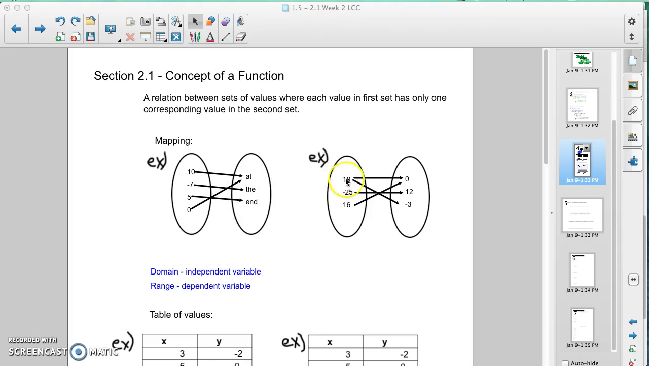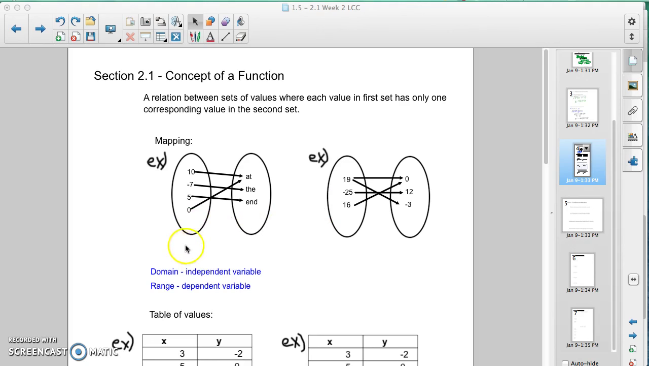Whereas in the second example here, this is not a function because of the first number here. The first number, 19, has two different answers. So sometimes the answer to 19 is 0, and sometimes the answer to 19 is -3. So this tells me that it's not a function because this value has two different answers coming out.